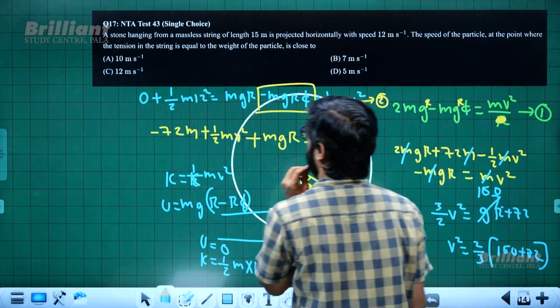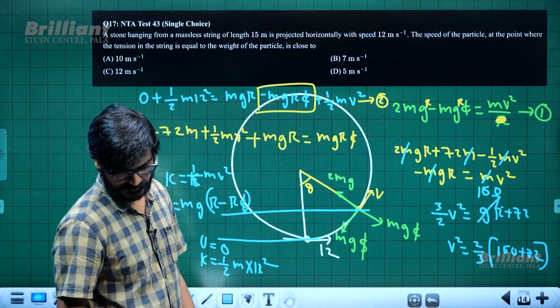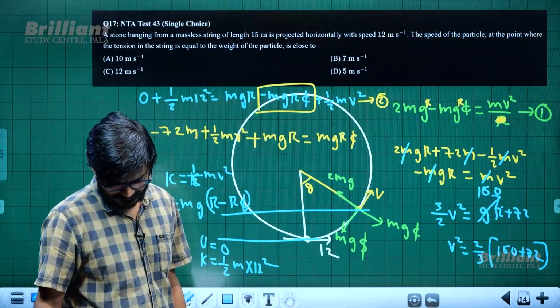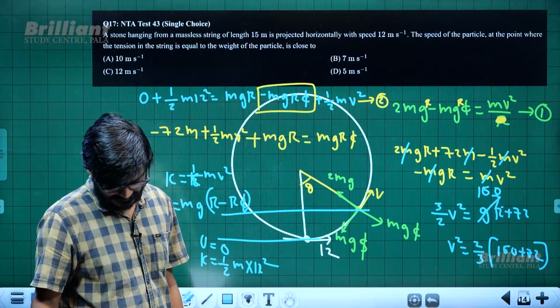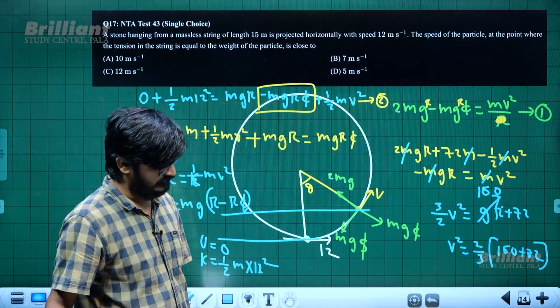You can calculate the value. So the value will turn out to be approximately 7, which is 4 root 3. Will you be getting 4 root 3?